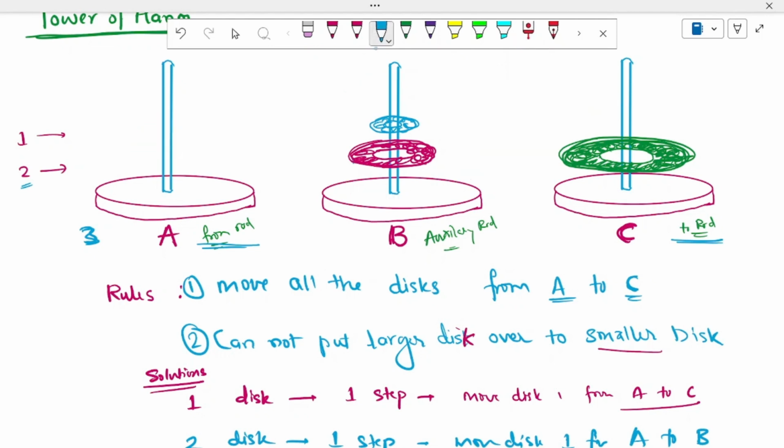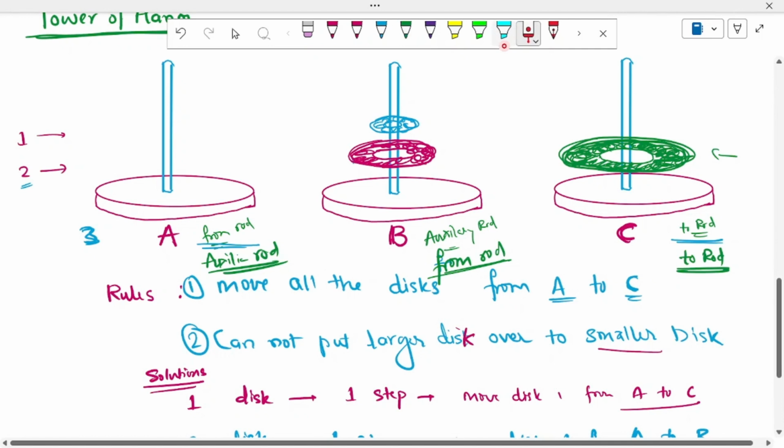So in this place, this auxiliary rod is going to become what? From rod. I'll be writing with a different pen. It is going to become from rod, right? This is going to become from rod, and this is to rod, and this one is auxiliary rod. And how many do you need to move? You just consider this doesn't exist as of now. The problem is you need to move from here to here using this one, right?